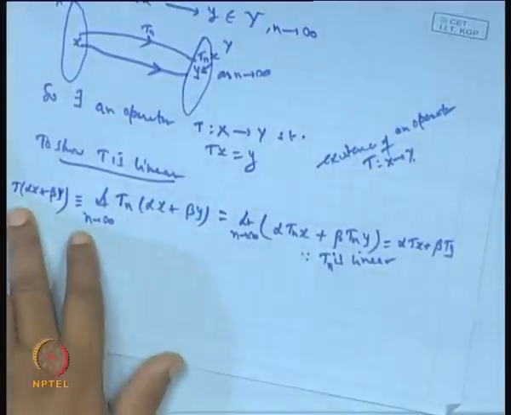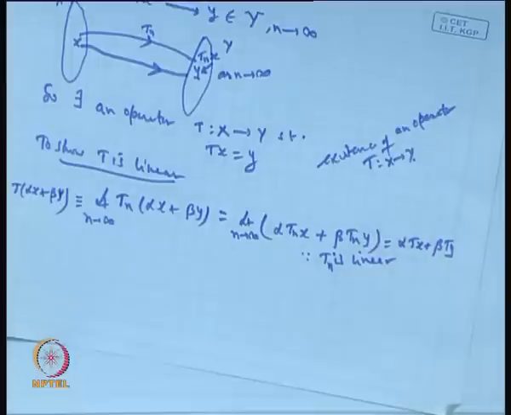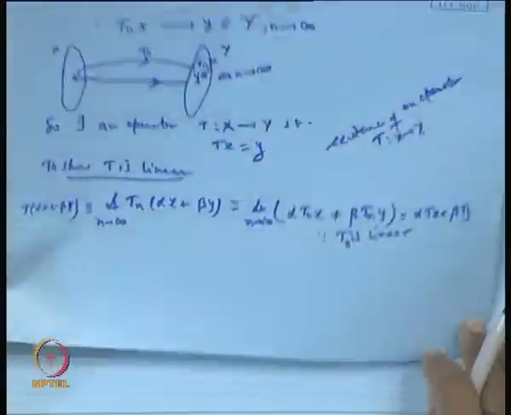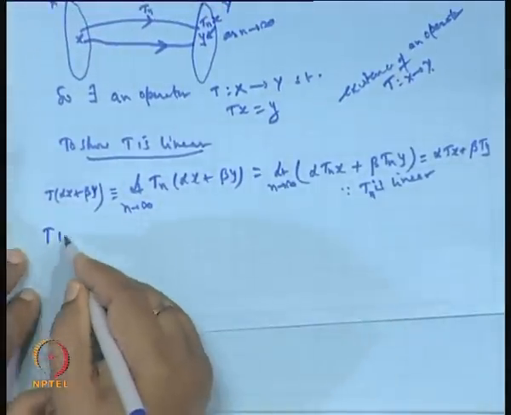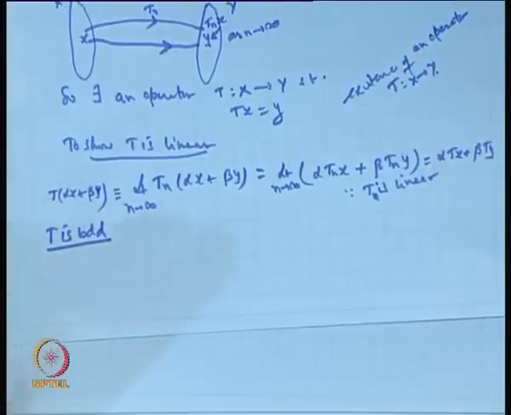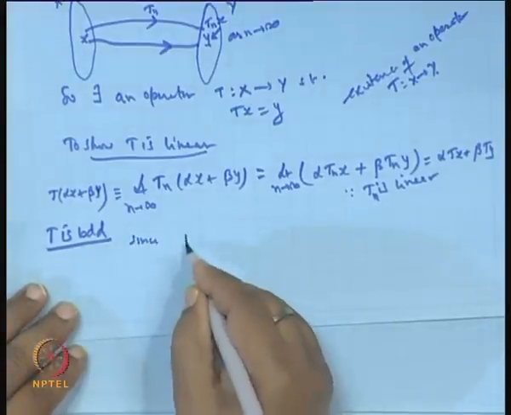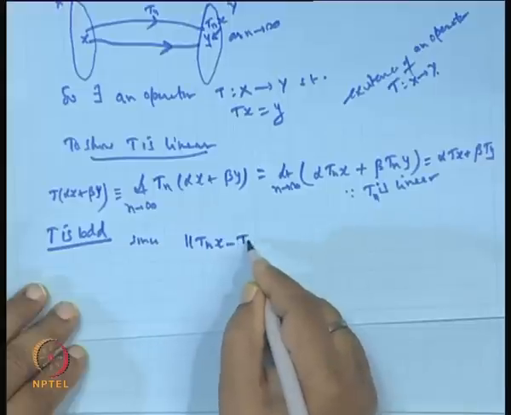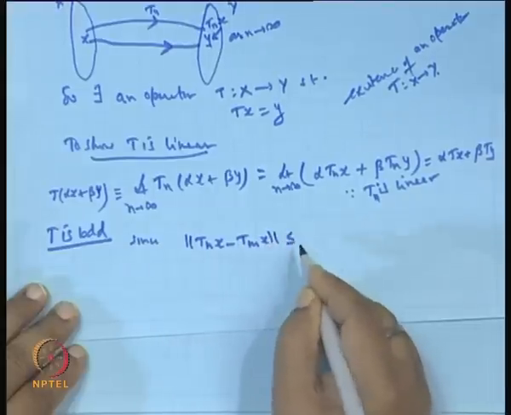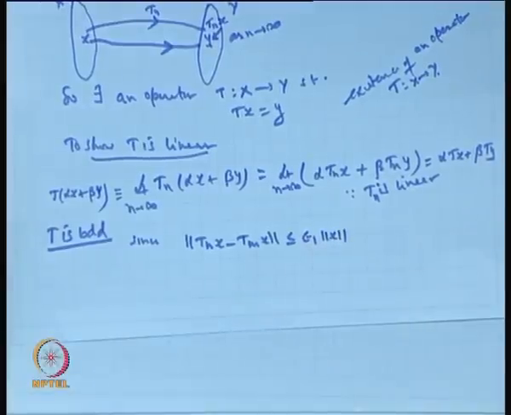Because the limiting value of T n we are denoting by T. So, basically T satisfies this condition. So, T is linear. Okay. Is it clear? Now, T is bounded. This I will do from here, since the norm of T n x minus T m x is less than or equal to epsilon 1 into norm x. This we have shown. Okay.